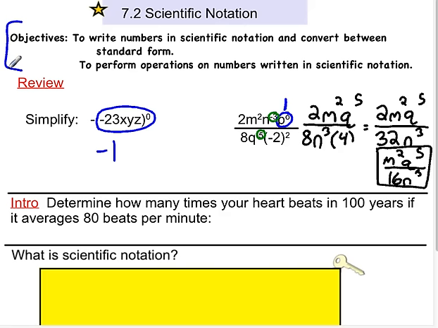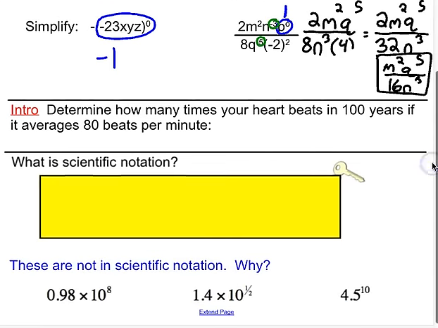All right, so just a little recap of what we've already learned. Let's talk about where we're going with all of this. As a little introduction, determine how many times your heart beats in 100 years if it averages 80 beats per minute. We're going to pull out some science on us here. So 80 beats per 1 minute, and I want to convert this into beats per years. Well, that's quite an adjustment, right?